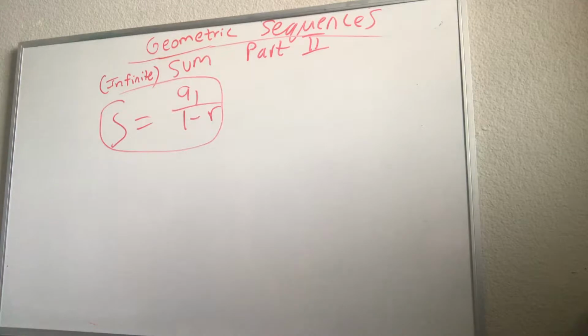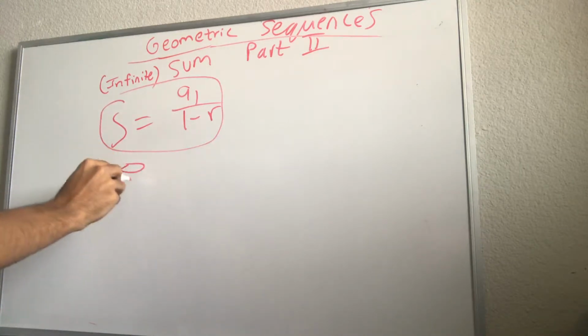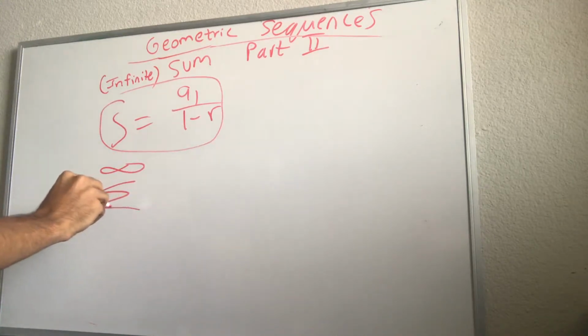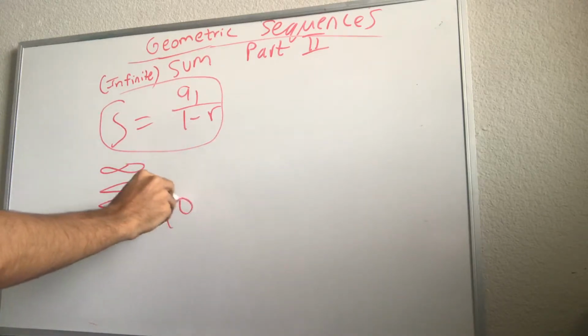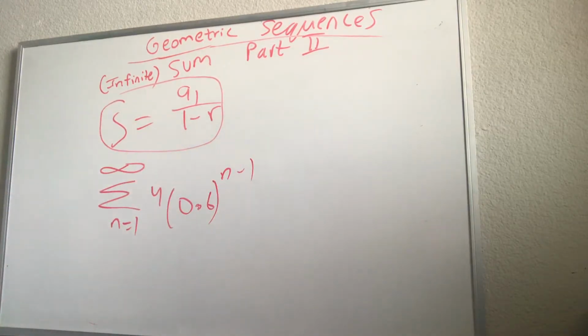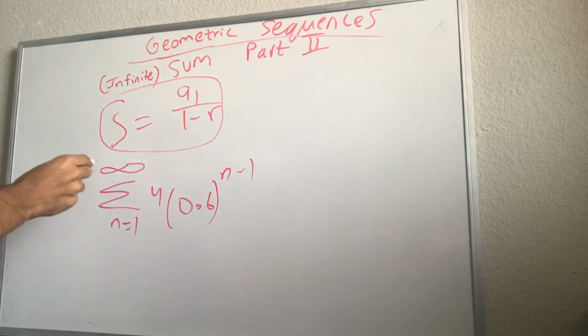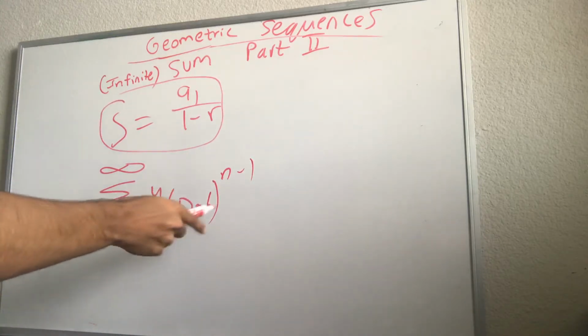And so, really, you could have anything. For instance, say you have something like the sum from n is equal to 1 to infinity of 4 times 0.6 to the power of n minus 1. Now, if you look at this, you know that this is an infinite sequence because the upper value here is infinity. And so this is our sequence.